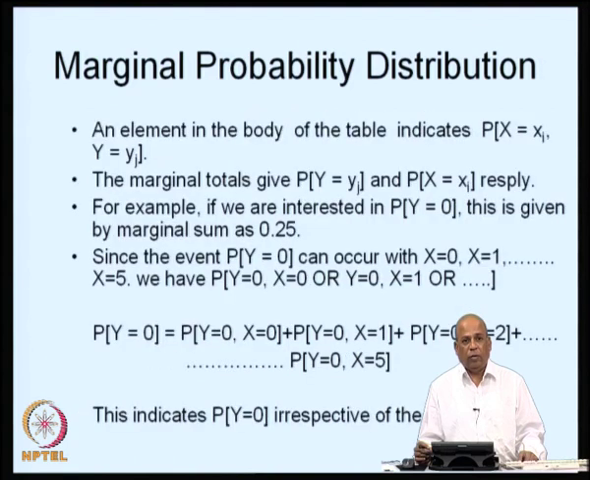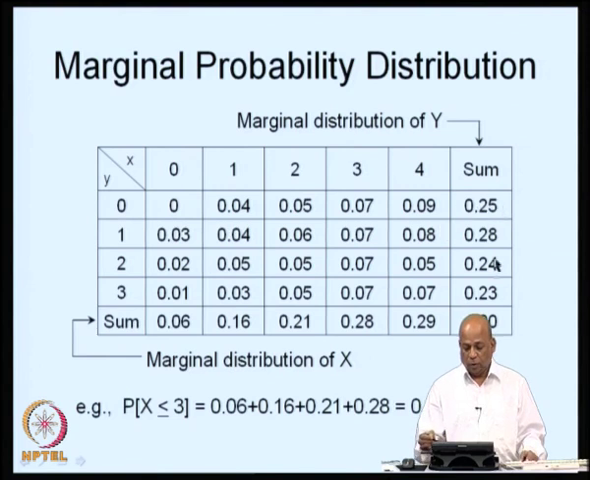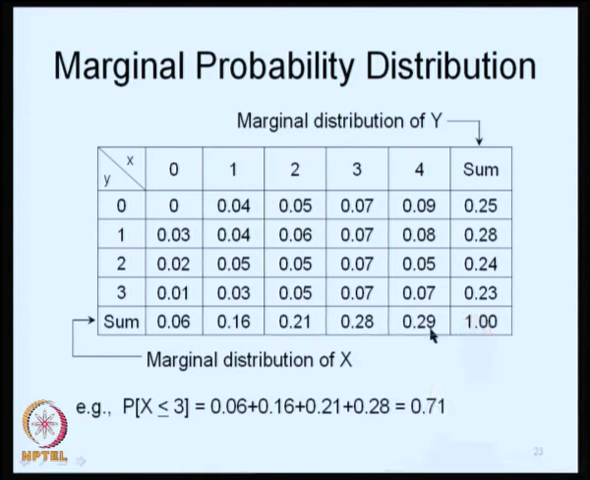Similarly, we do this for y. Now these are the important points in the marginal probability distribution. The marginal totals give probability of y is equal to y and probability of x is equal to x respectively. That is, this column gives probability of y is equal to y and this row gives probability of x is equal to x. Notice that the sum of these must add up to 1, because we are talking about the probability mass function of x here. So, the sum must be equal to 1.